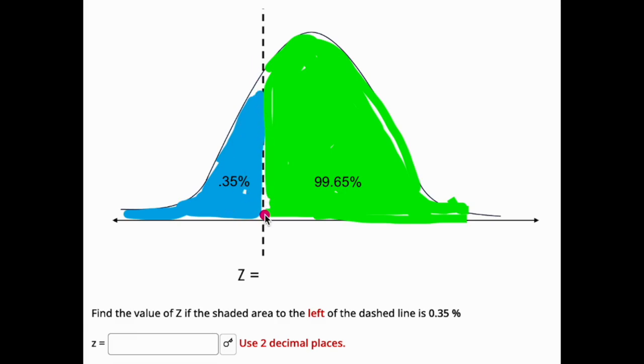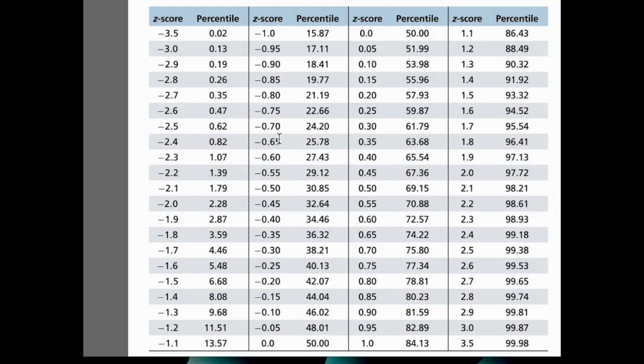The entire area under the curve should be 100%. So if I know this side here on the left is 0.35%, we can just figure out what's left over, which would be 99.65% in the green area. Now we have a chart that tells us how to find our value of z.